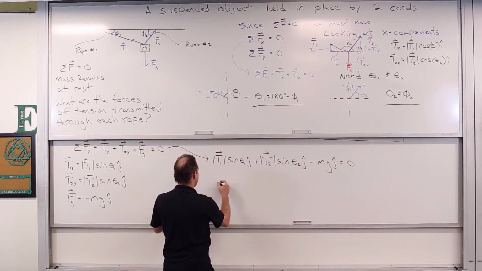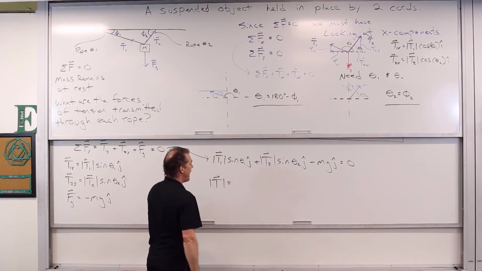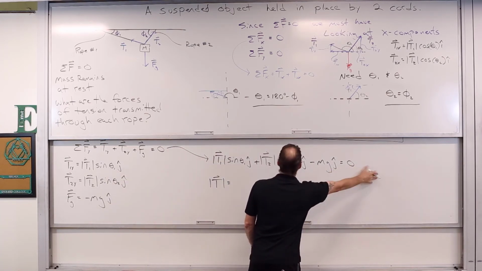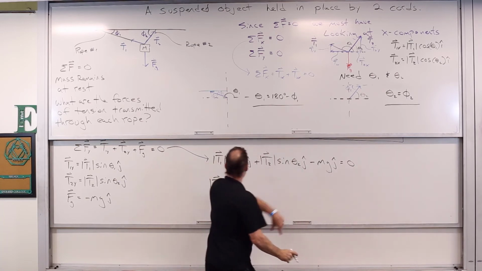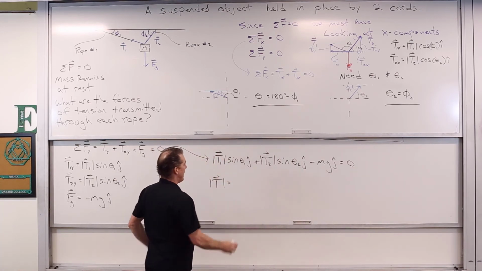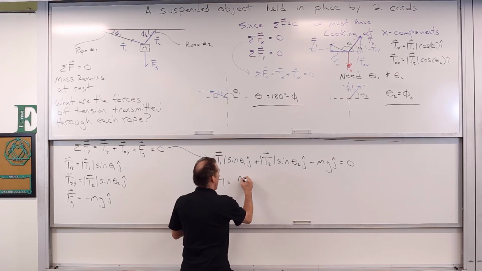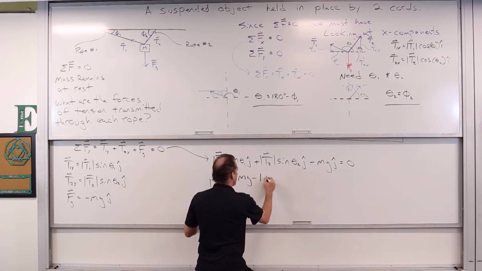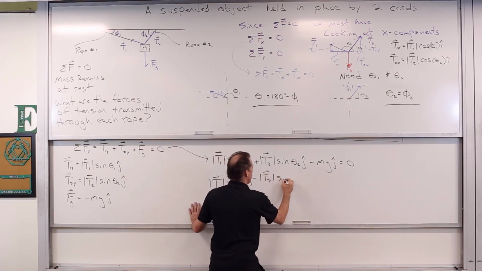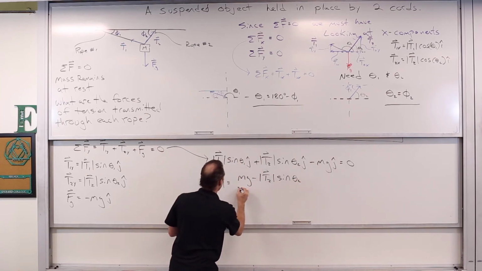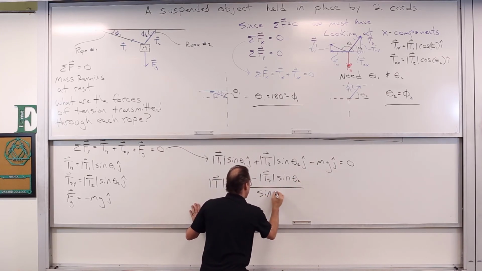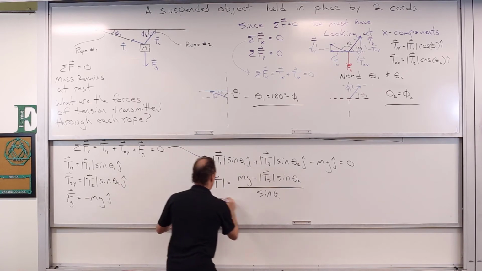We can take this and say, well, the magnitude of T1 then has to be equal to, we'll add this to this side, subtract that from that side, and then divide by the sine of theta 1. And we've got ourselves mg minus the magnitude of T2 times the sine of theta 2, divided by the sine of theta 1. This is T1.